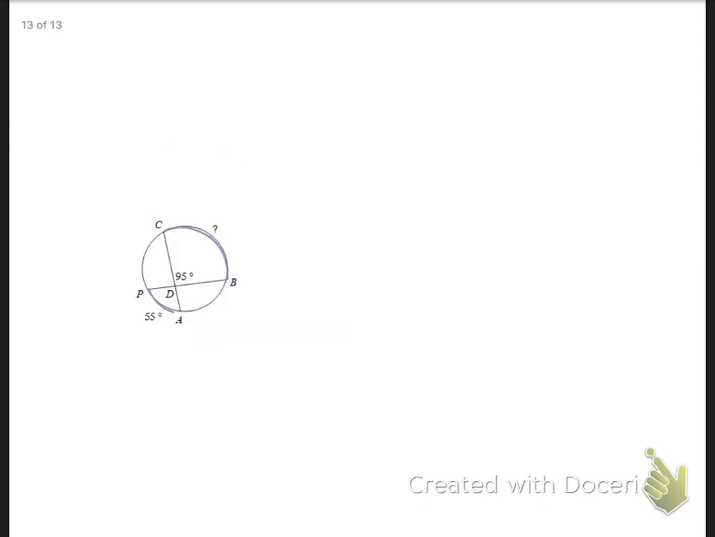Okay, my next one, here's an arc, so that means this is my angle. So 95 equals 1/2. I'm on the inside, so I'm going to add. So x plus 55. Times it by 2. So I get 190 equals x plus 55. And then just subtract that 55.